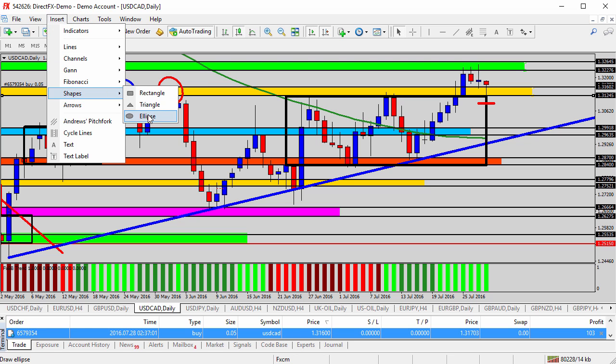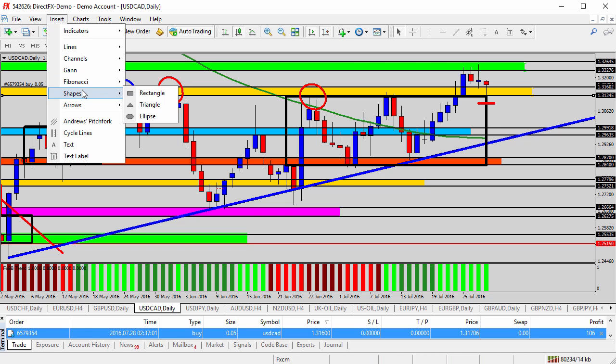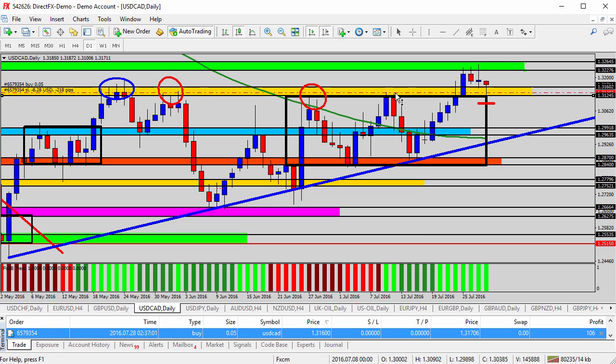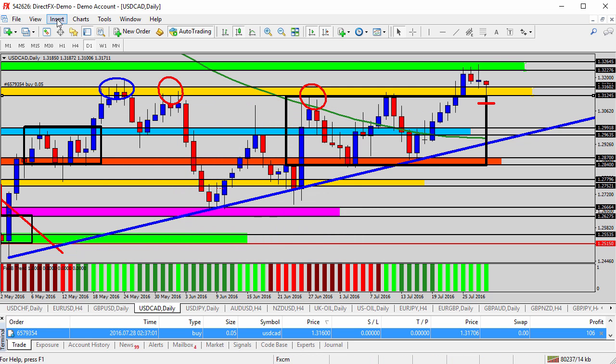I've already circled a couple there with the red and the blue circle, but we can continue to do that all along that yellow shaded area, where multiple times now the market has found resistance. Let's do one more circle.